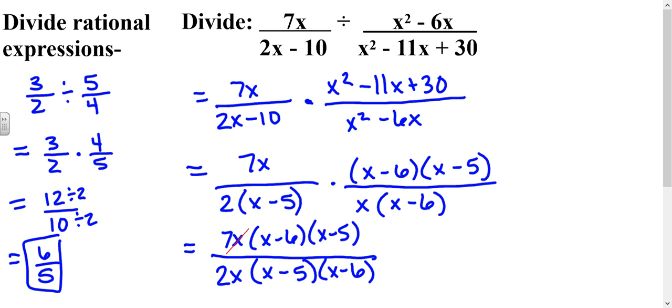I'm going to cancel out these x's. I'm going to cancel out the x minus 6's. And I'm going to cancel out the x minus 5's. So really then, all that is left is 7 over 2. And that would be my answer, because that cannot be reduced.